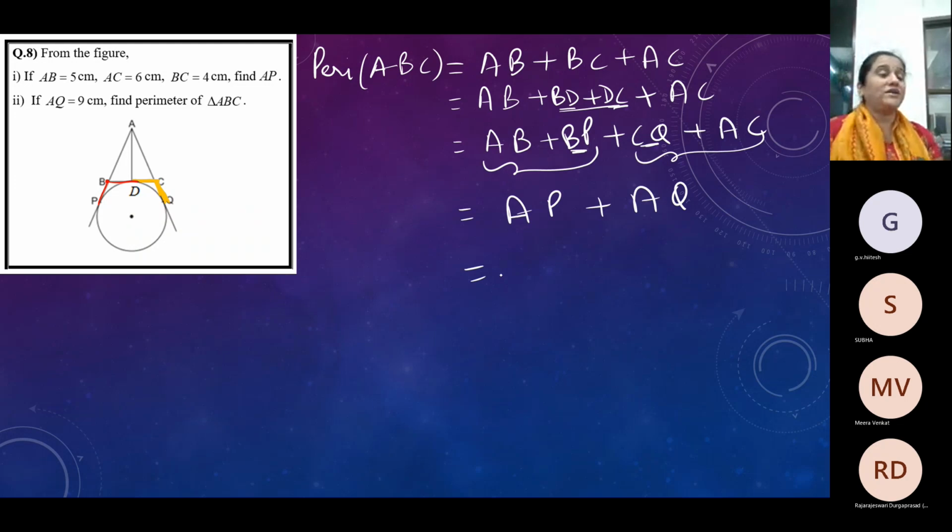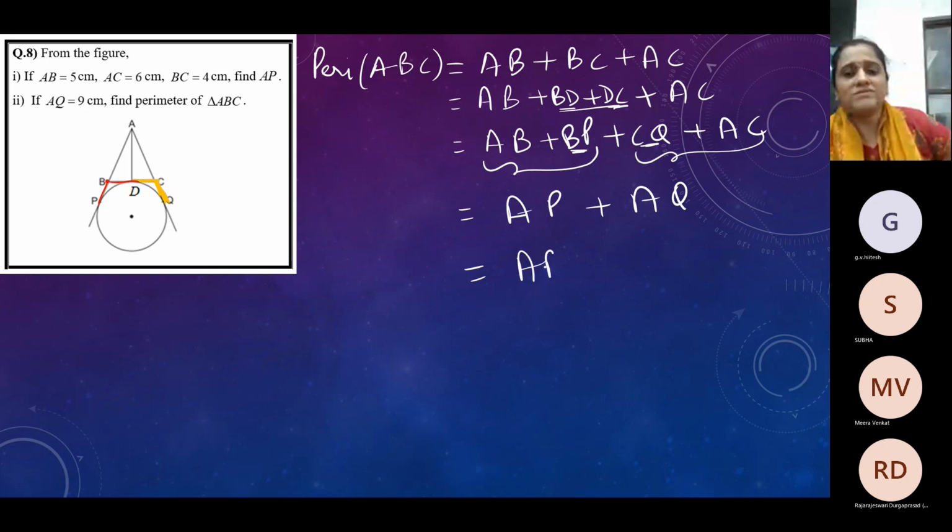Now, is AP equal to AQ? See, AB and AC are not equal. You can't say AB and AC are equal, because they're not tangents. AB and AC are not tangents. AP and AQ are tangents. AB and AC don't touch the circle at all. How can you see the tangents at that point AB? AP and AQ are tangents, correct? Now is AP equal to AQ?